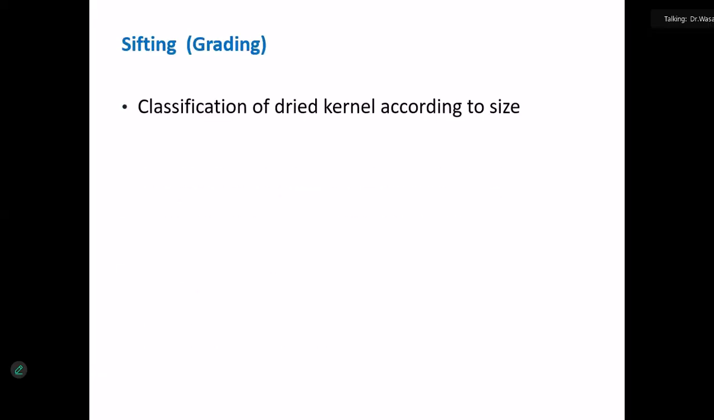Grading. What is grading? Classification, you should know what is there. What is sifting or grading? Classification of DC according to size. Grade according to size.